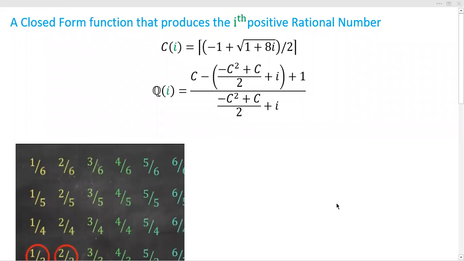Everybody, I'm pumped up today. I actually have found and sort of proved a function that actually counts the ith rational number.